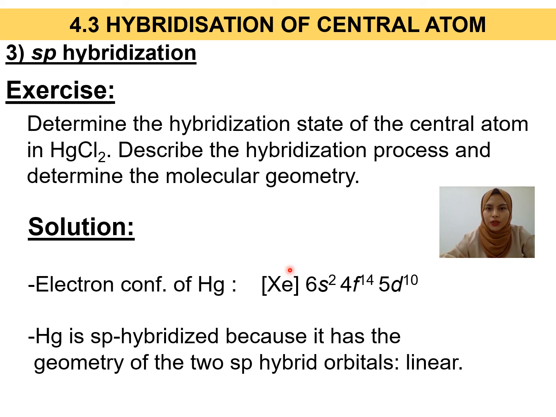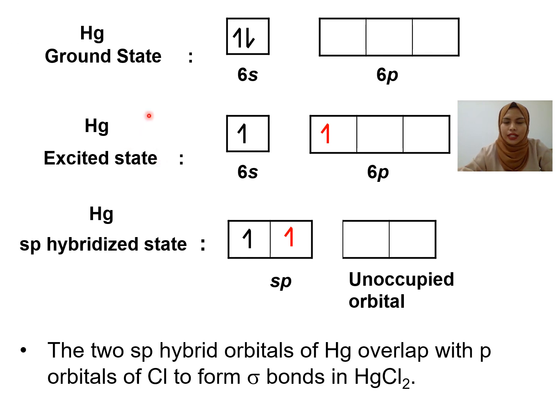So bila Hg tu dia di tengah-tengah, therefore Hg akan jadi central atom. Okay, and since that bila you draw the Lewis structure of the HgCl2, you know that bentuk dia linear, therefore you will know that Hg ni actually dia akan ada sp type of hybridization. Okay, so this is how you bagi tahu Hg tu punya ground state, excited state, and also hybridized state. Okay, which dia akan ada sp hybridized state.